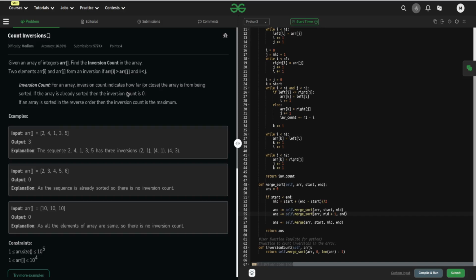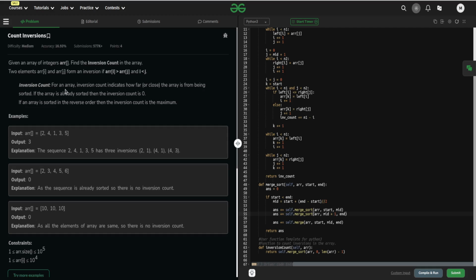Hello guys, in this video we are going to discuss the solution of the problem count inversions. So let us look at the problem statement. The problem statement says given an array of integer ARR, find the inversion count in the array. Two elements ARR[i] and ARR[j] form an inversion if ARR[i] is greater than ARR[j] and i is less than j.